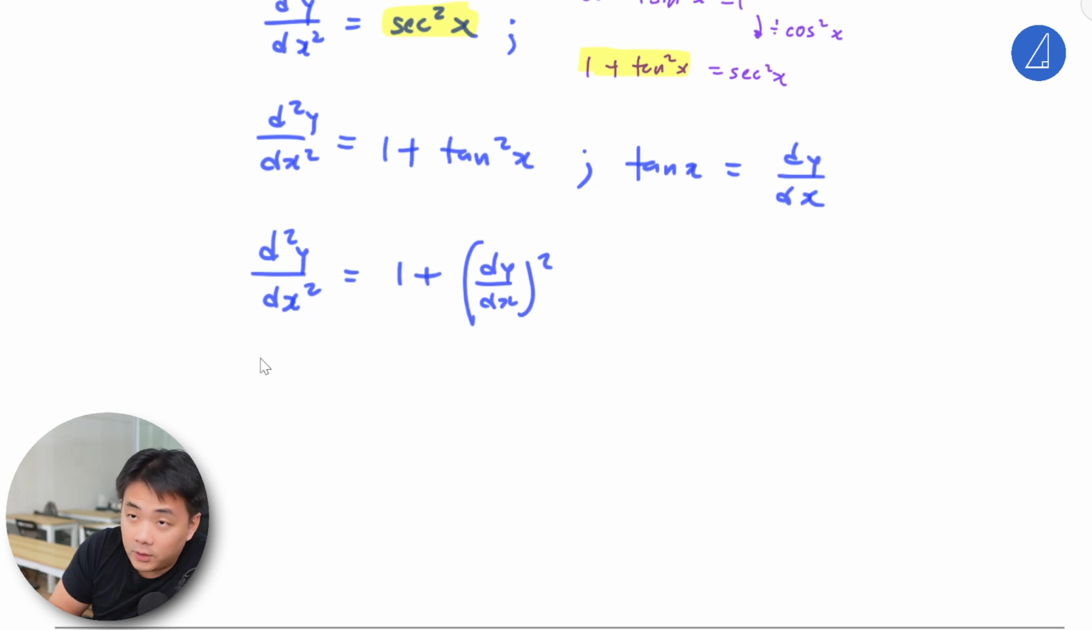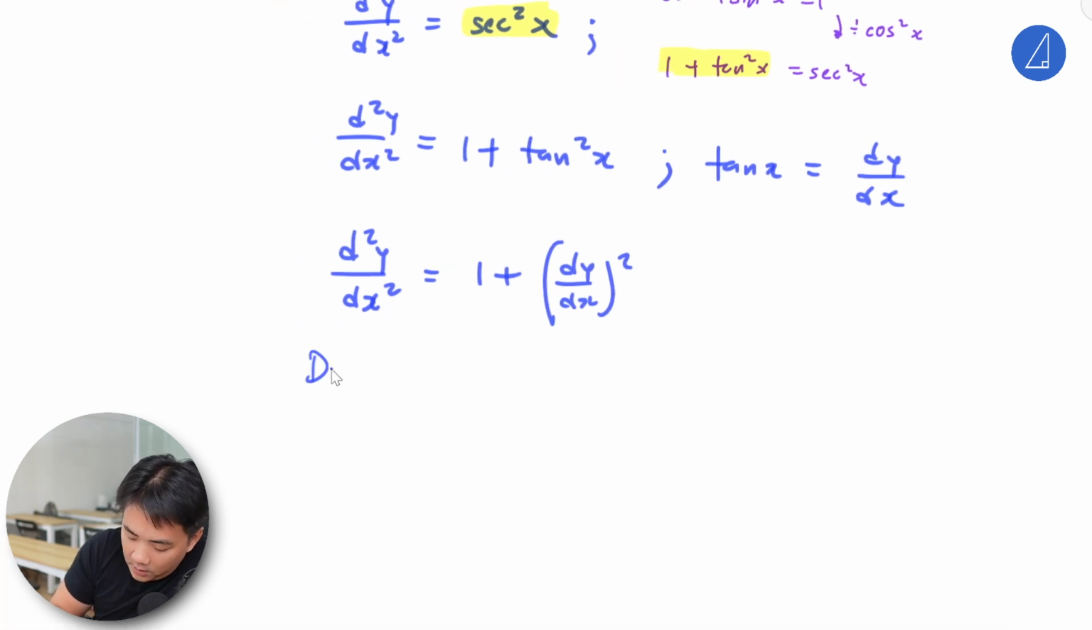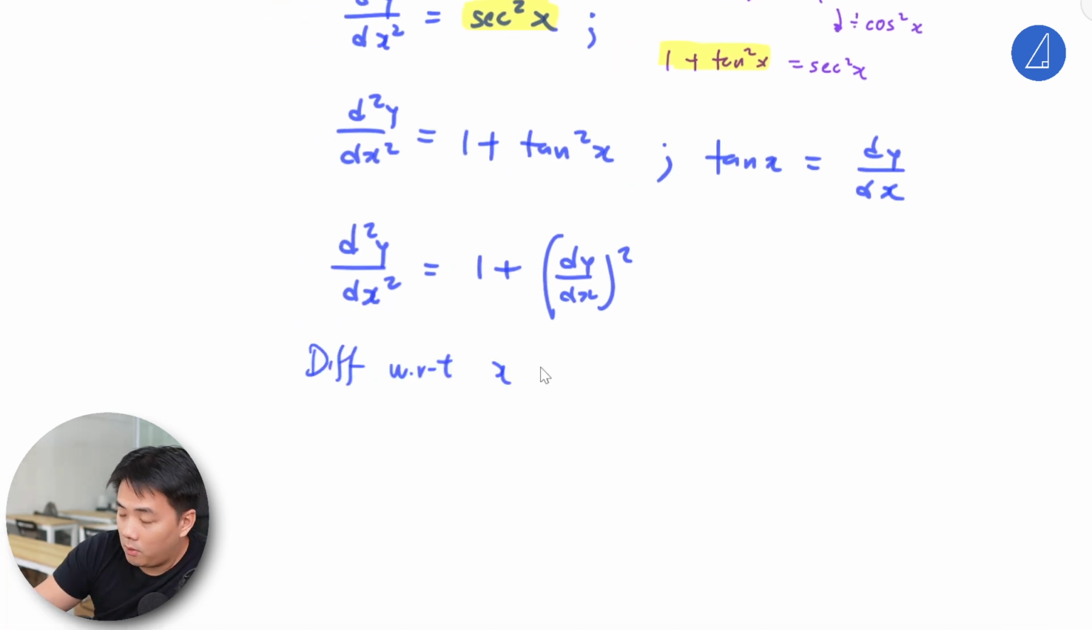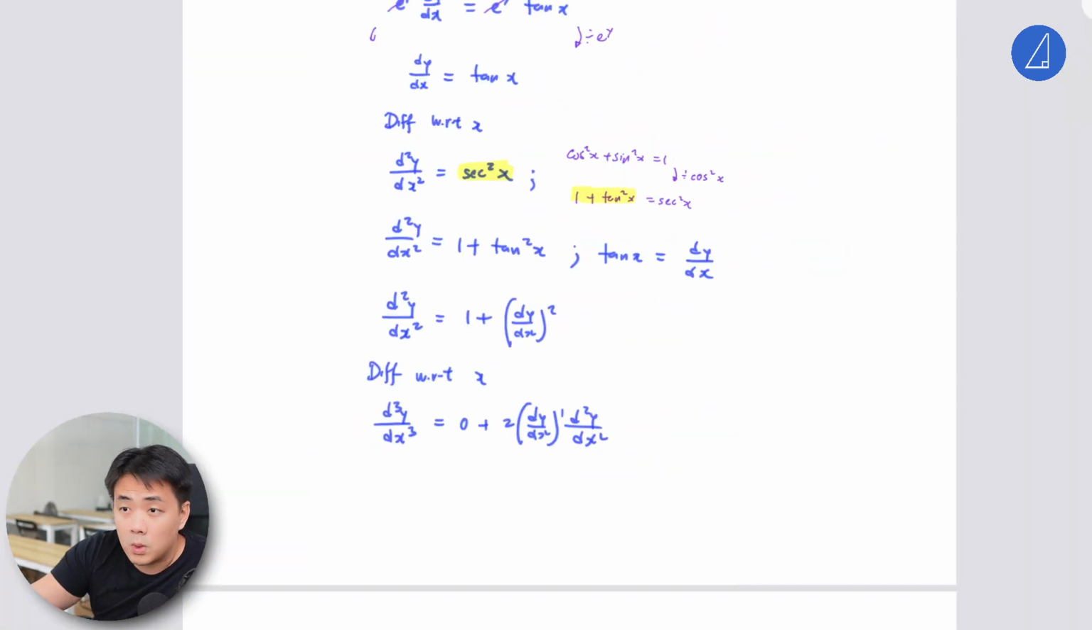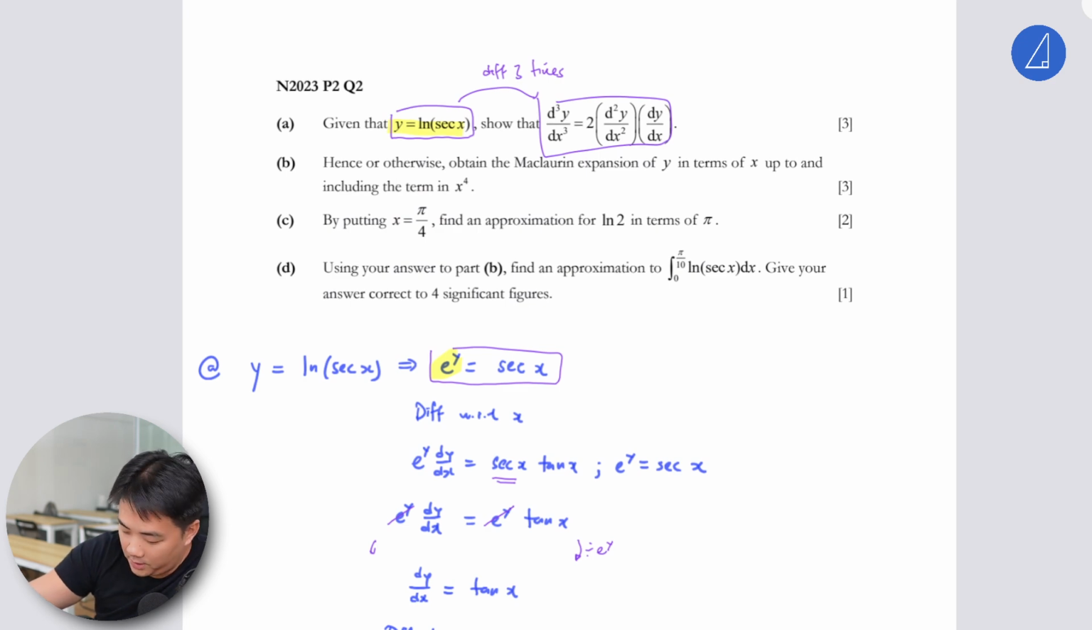So here I'm going to differentiate once more. Differentiating with respect to x, what I'll get is d cubed y/dx cubed equals, this is 0 plus 2 dy/dx times d square y/dx square. So there you go. That's what we were told to show, right? That's the expression there. Okay, done.